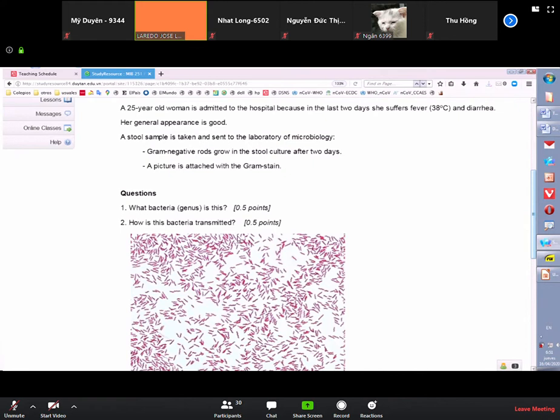How is this bacteria transmitted? Foodborne. Foodborne disease, anything else? Poultry. From the poultry, so from the food. And which food? The poultry, yes. Usually chicken, yes. Through the fecal oral route, foodborne transmission. What kind of food? Usually poultry. That is the correct answer.